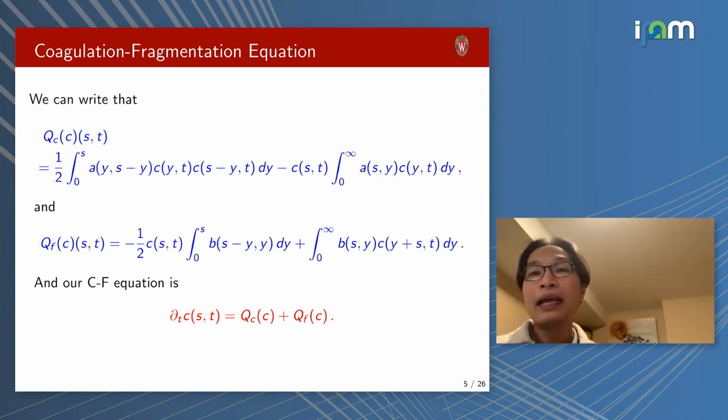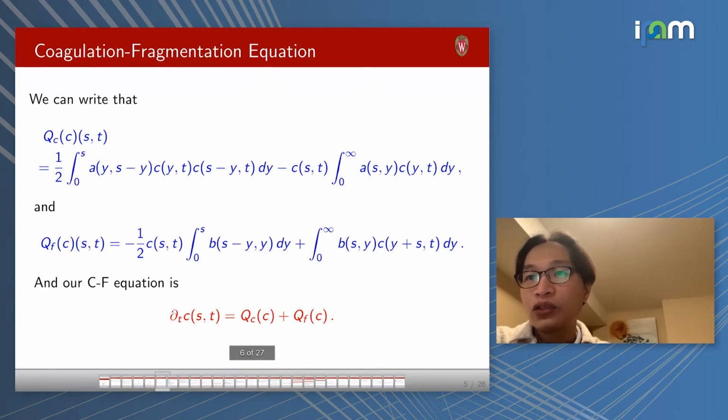And on the other hand, I'm also losing things, right? Because I'm having clouds of size S combining with clouds of size Y to create bigger clouds of size S plus Y. So you see that the second term over there, minus c(S,t) times the integral from 0 to infinity of A(S,Y) c(Y,t) dY, is what I lose. So I get that amount and I lose the other amount. So that gives me the coagulation term. So it's surely an integral non-local term.